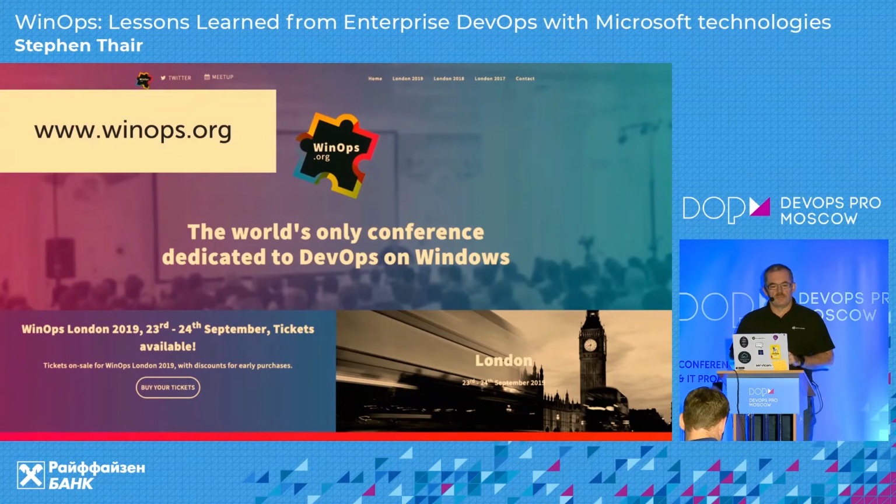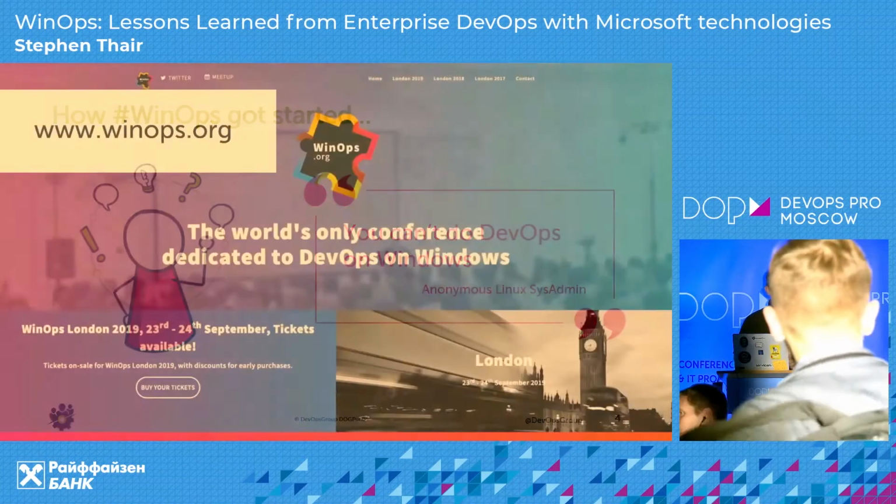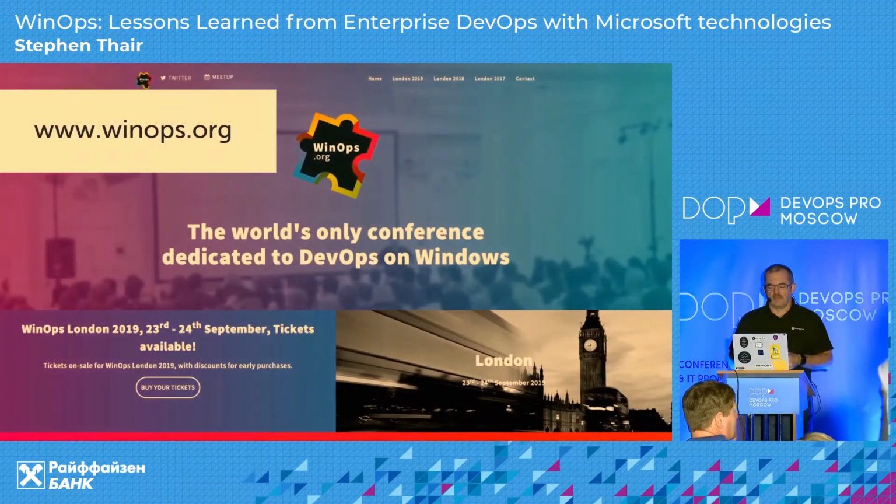And there were a lot of people in large enterprise organizations who were trying to learn more about DevOps, but all the conferences that you went to were basically based on Linux. So there wasn't a natural place for people to come and learn about DevOps on Windows. So when that person said you can't do DevOps on Windows, it was really based on, I think, four misunderstandings, and I'm going to walk through these four misunderstandings.